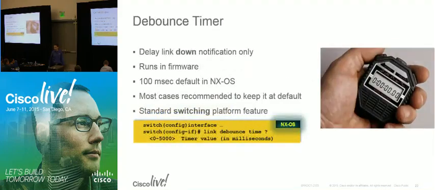This one, debounce timer, is something that you'll see more commonly on your data center switches. So on Nexus, we have a debounce timer. It delays just the link down notification. 100 milliseconds by default. You can tune this. Again, same consideration. Right off the bat, I usually tell customers, let it be. Let it be as a safeguard for you. But you may want to tune this.